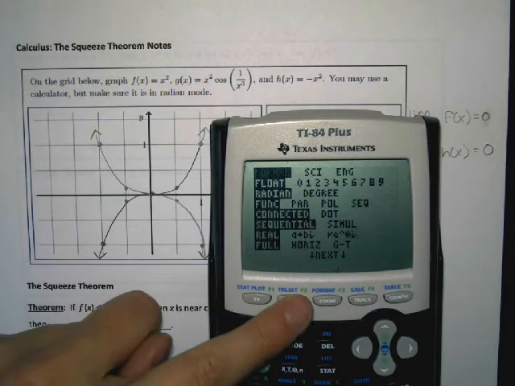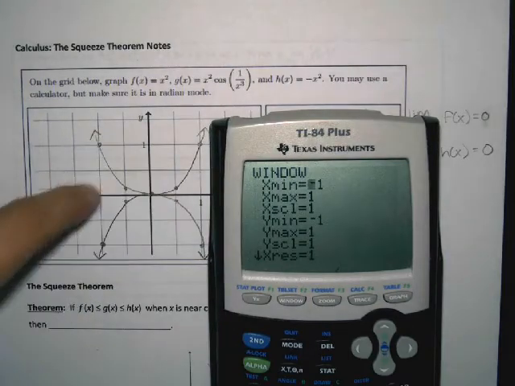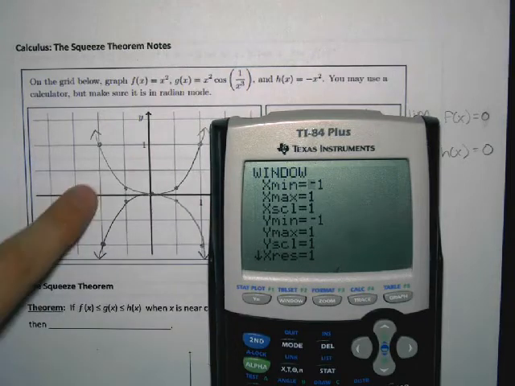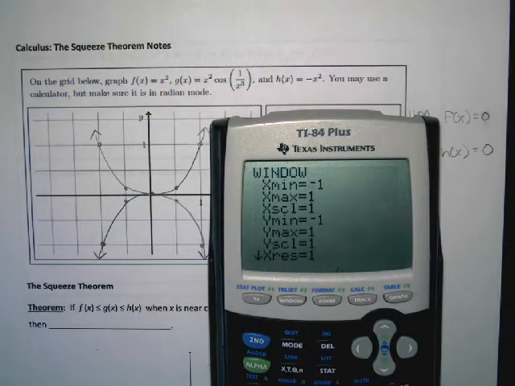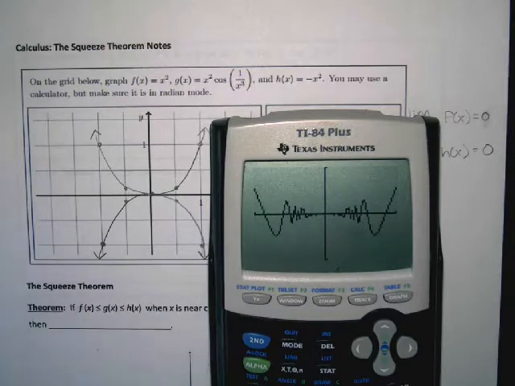And then if you go ahead and hit the window button, I went ahead and made my window rather small so I could see what was going on, because the window is pretty small on the paper. So if you want to set your calculator so it's at the same numbers that my calculator's at, then when you hit graph, you're able to see that that's the picture of the graph.